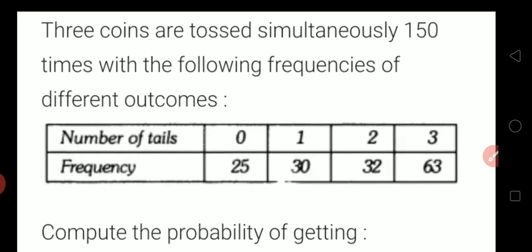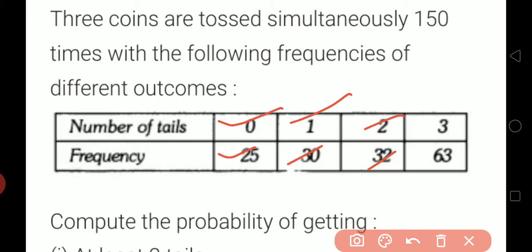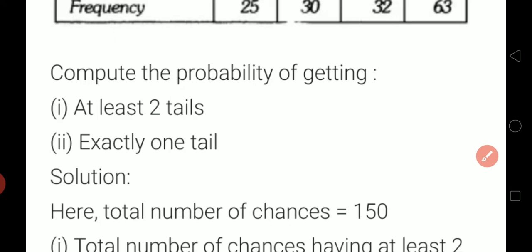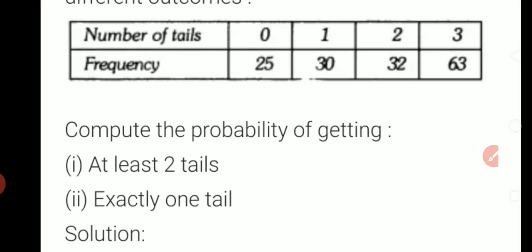3 coins are tossed simultaneously 150 times with the following frequencies of the different outcomes. Number of tails: no tail 25 times, 1 tail 30 times, 2 tails 32 times, and 3 tails 63 times, right? Now compute the probability of getting at least 2 tails. So at first we have to find out the total outcomes.